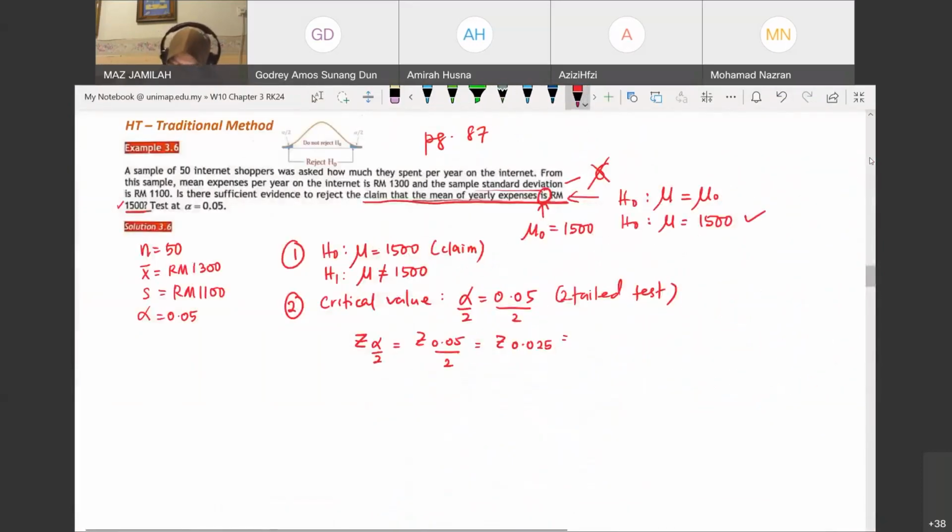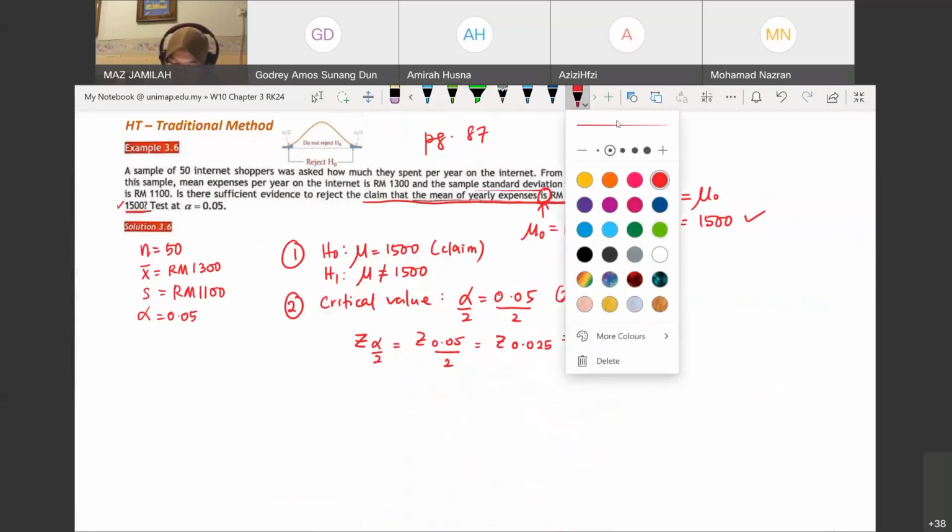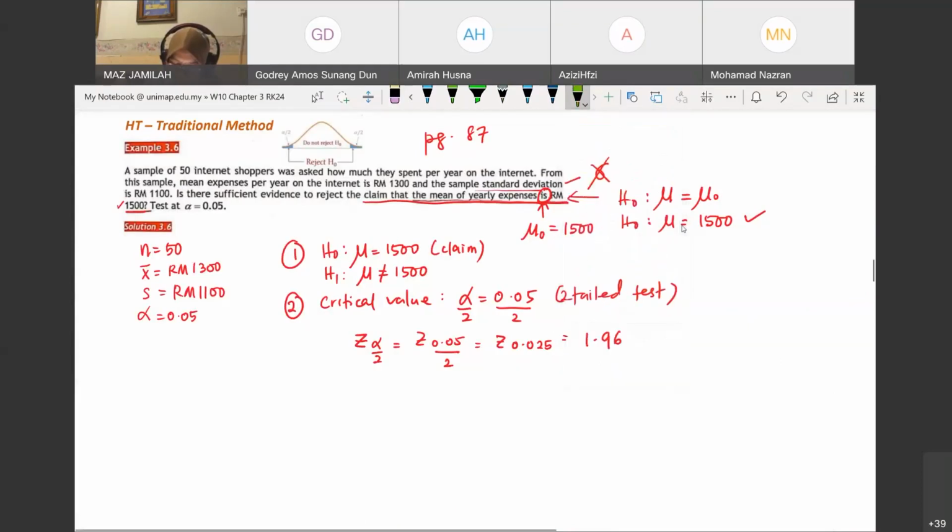Okay, 1.96. Now, since we know that we are dealing with a two-tailed test, automatically your critical value will have two values. That's why we have plus minus. It will be plus minus 1.96 because we are dealing with a two-tailed test.